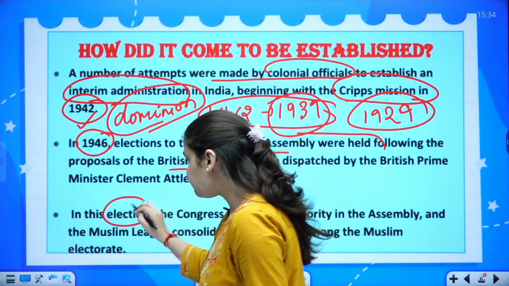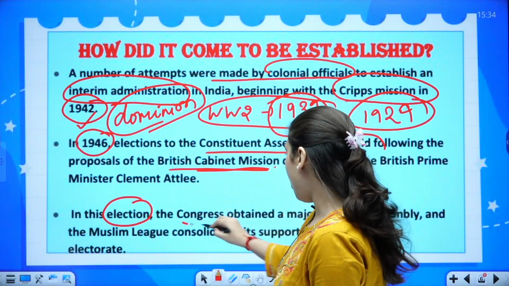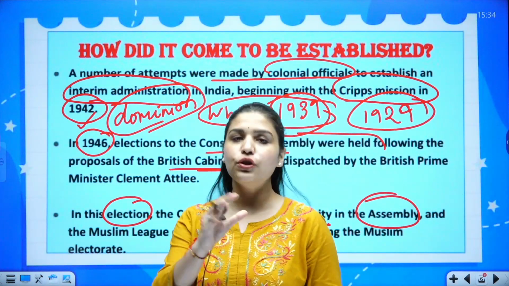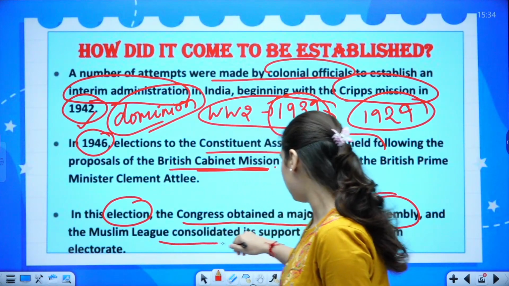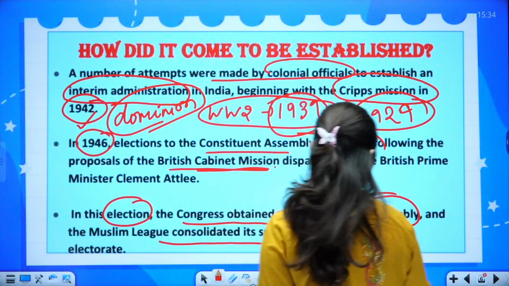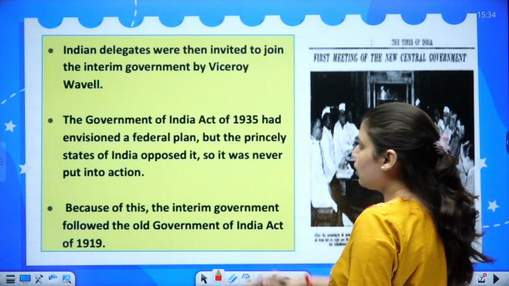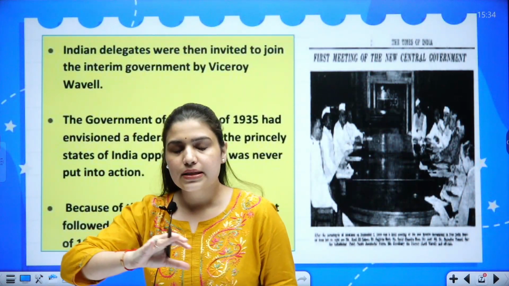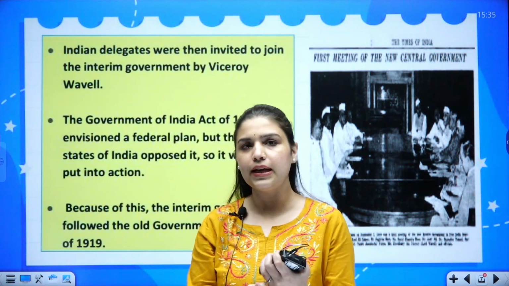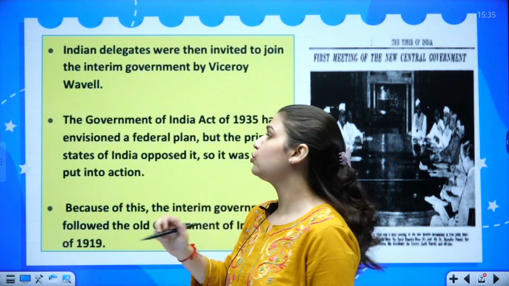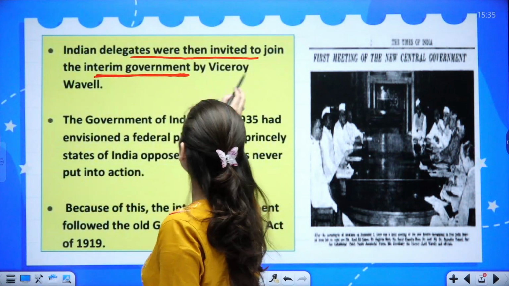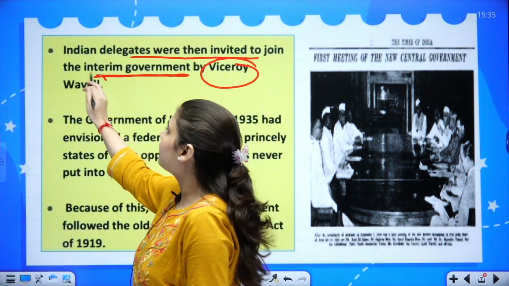And there were elections also this time. Congress obtained a majority in the assembly, particularly in the Hindu majority areas, and the Muslim League consolidated its support among the Muslim electorate, in the Muslim majority areas. As I said, the British government decided that at least if Congress is supporting it, let's form the interim government with them. So the Indian delegates were then invited to join the interim government by the Viceroy, and the Viceroy was Lord Wavell.